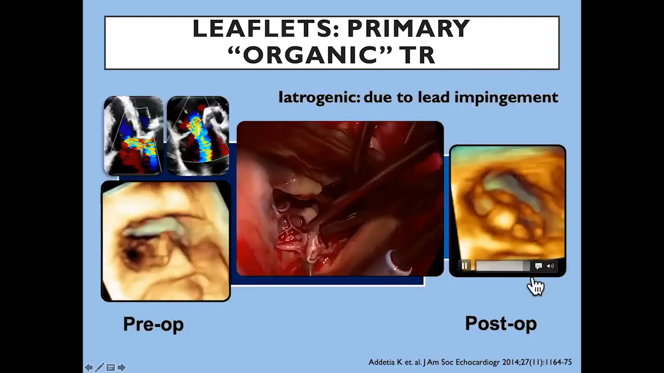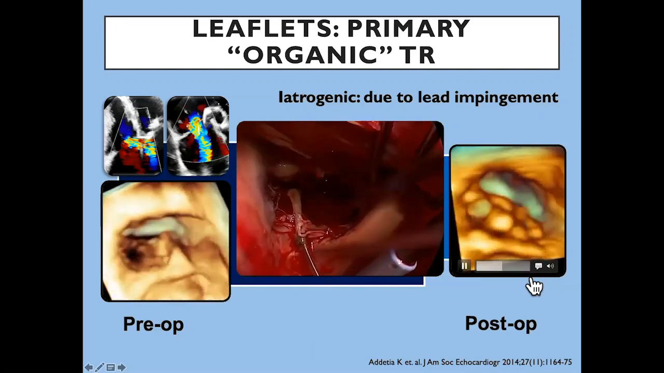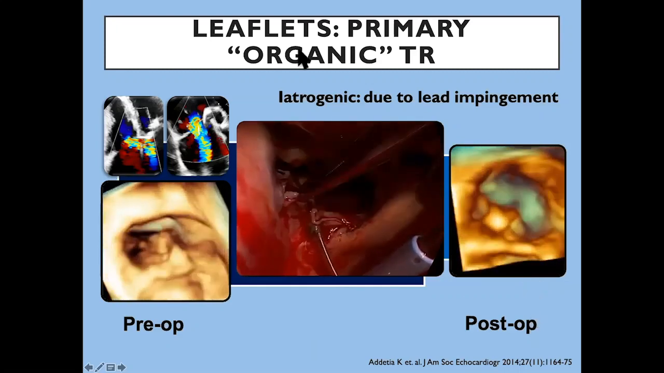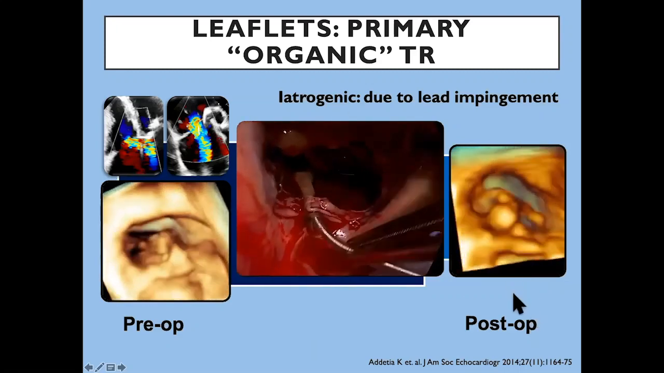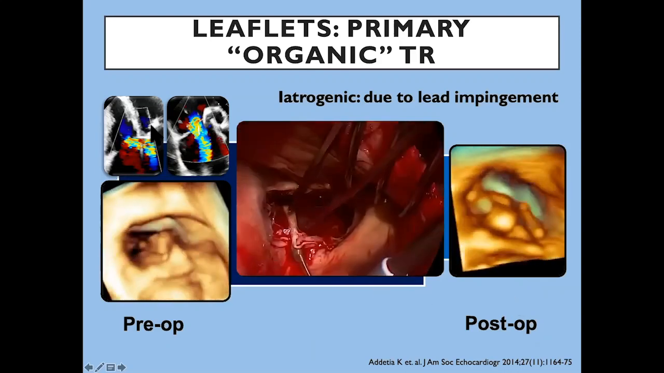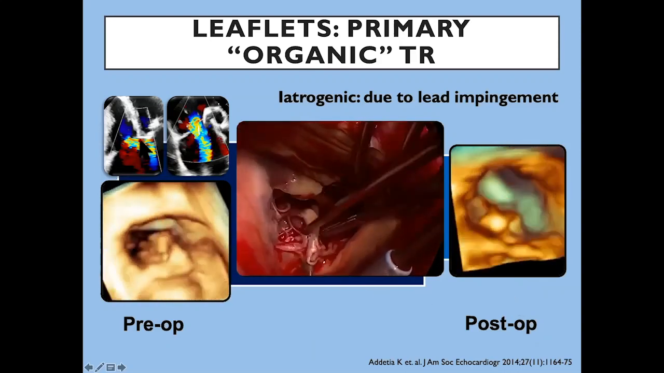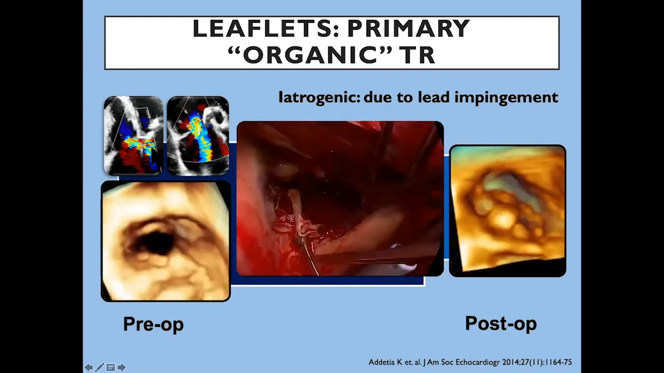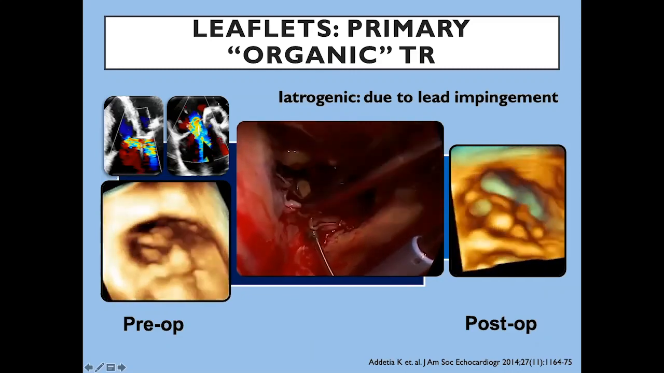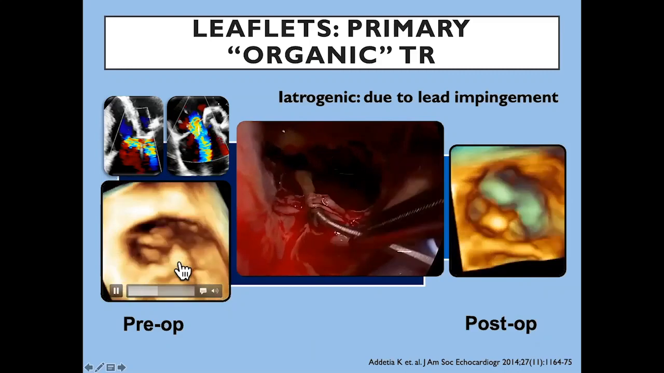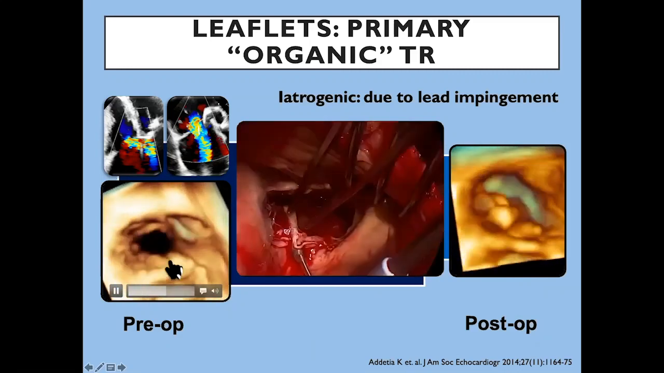Here is another iatrogenic cause for tricuspid regurgitation. Again, a cause of primary or organic tricuspid regurgitation. This patient, as you can see on two-dimensional echocardiography, this is the four-chamber view and this is the short axis view, there is significant tricuspid regurgitation. Here you can see the pacemaker wire is impinging on the septal leaflet.